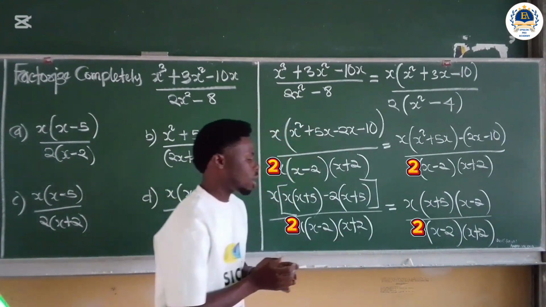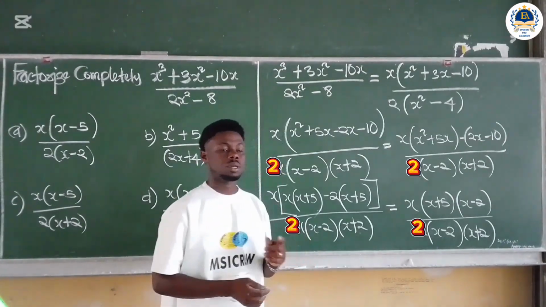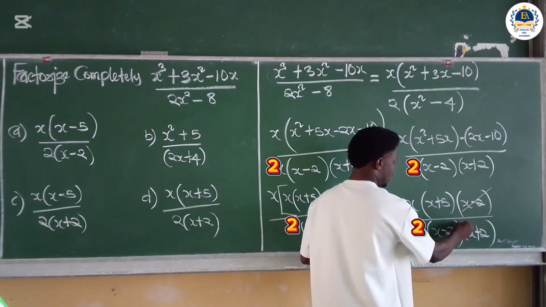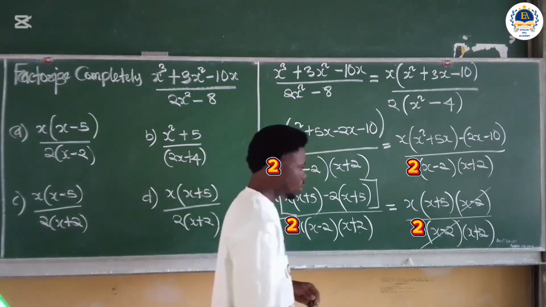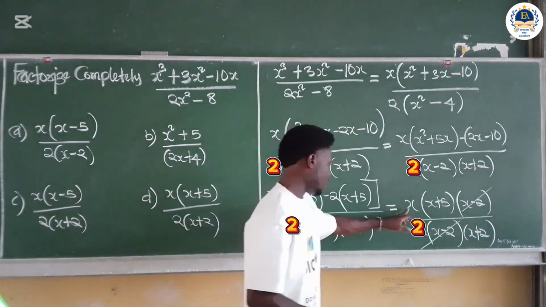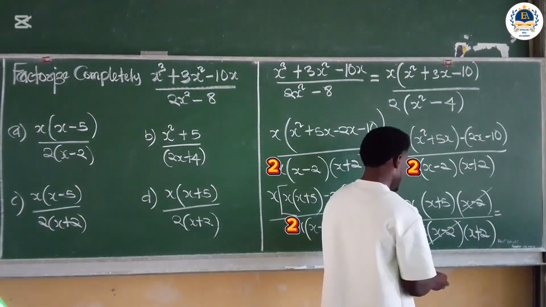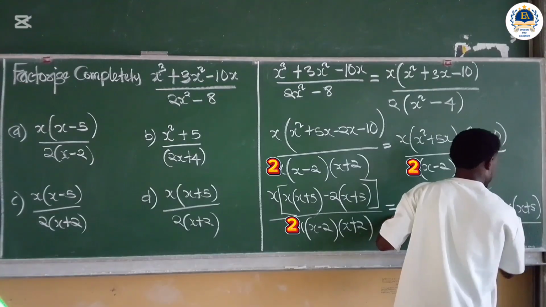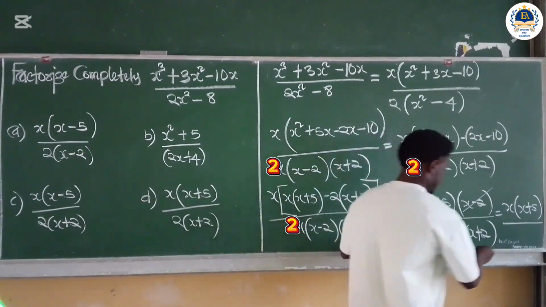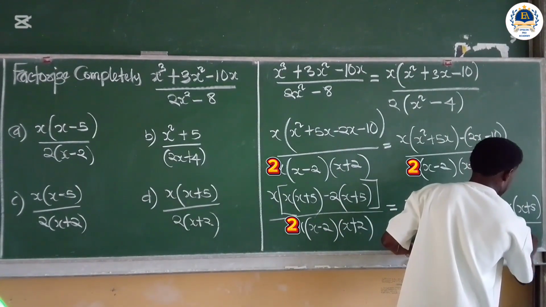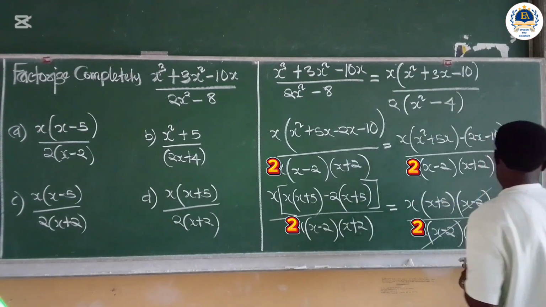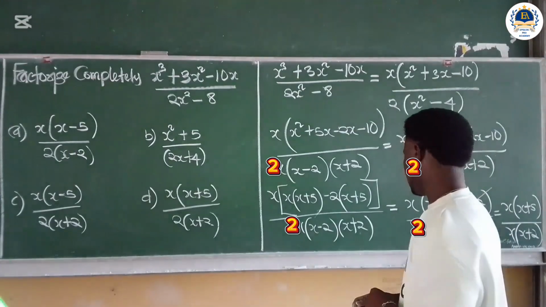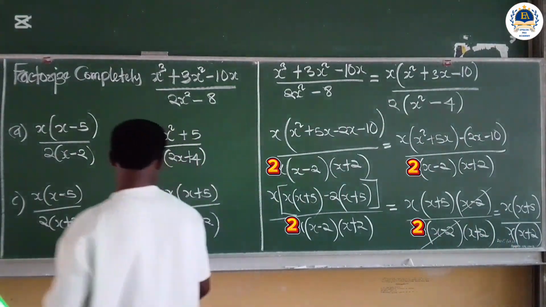At this point, we can cancel out what is common between the numerator and the denominator, which is x minus 2. We are left with x, in parentheses, x plus 5, all over x, in parentheses, x plus 2. So this is the final result. Let's go back to the options to pick the correct one. The correct option is option D.